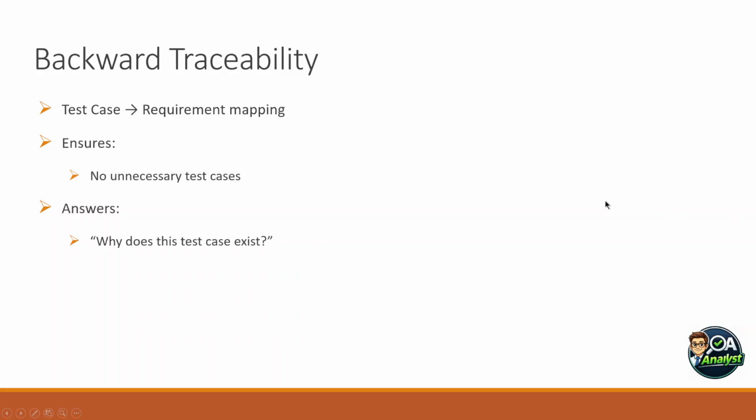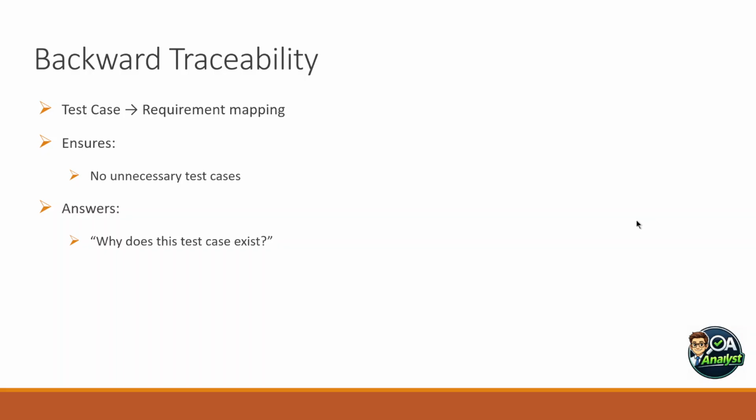Then the second type is backward traceability. So tracing test cases to requirements. So it answers the question, why does this test case exist? So it's mapping the test cases to the requirement. So this ensures no unnecessary test cases and no extra testing effort. So backward traceability avoids waste of time and resources.